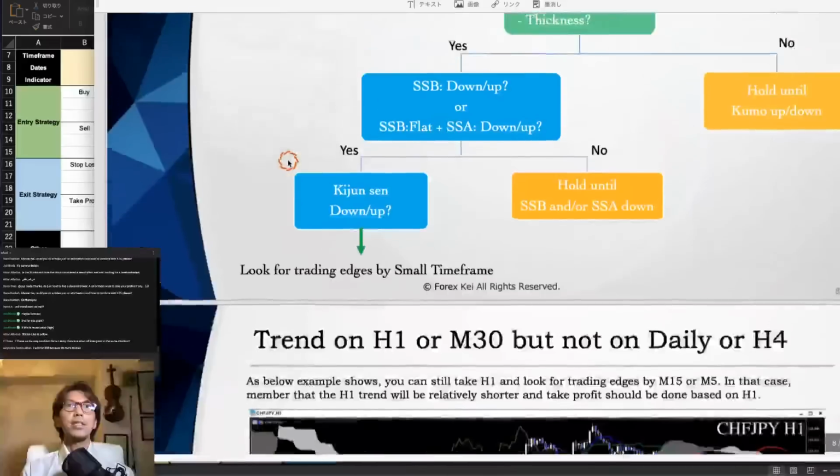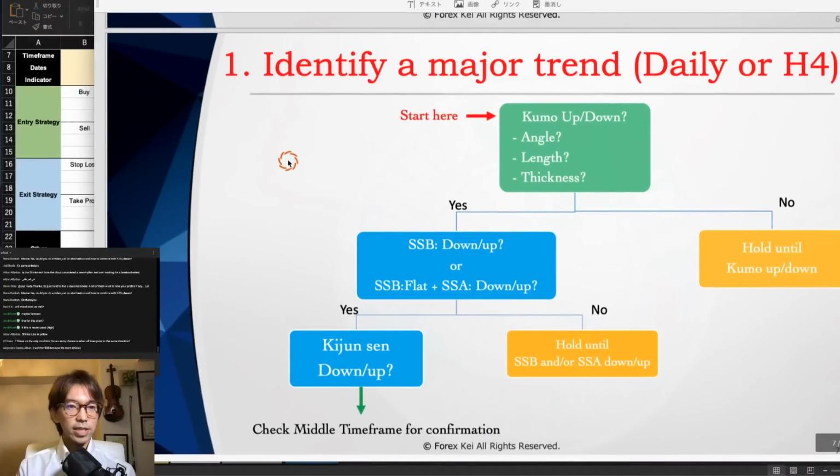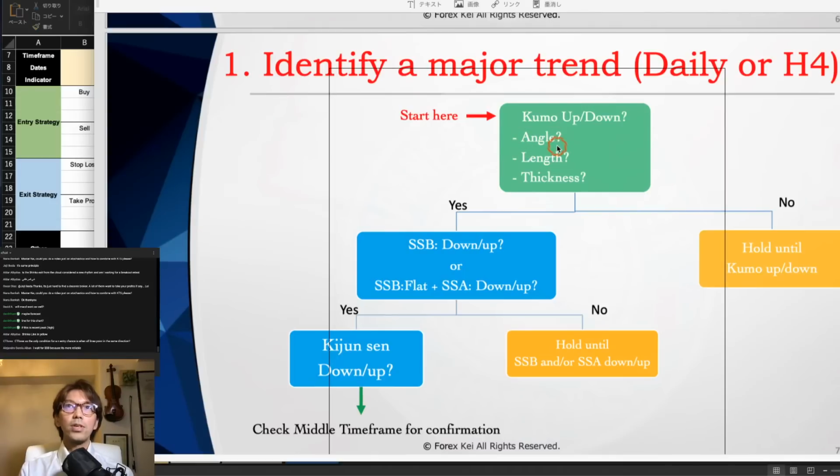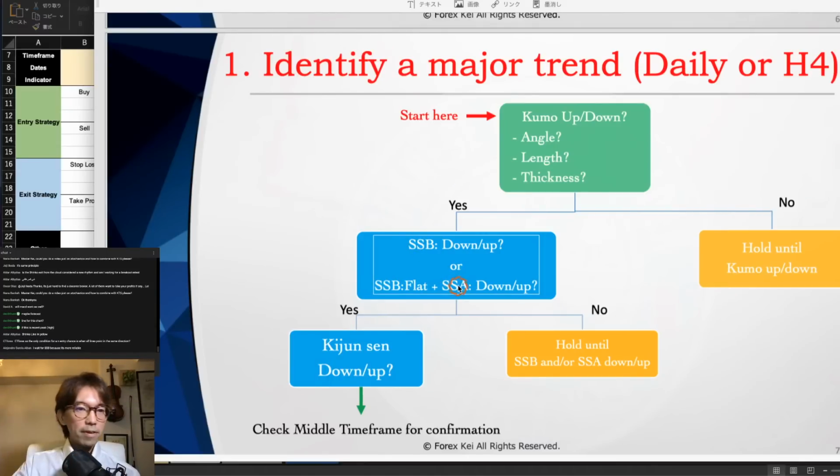Yeah, so on this one, if you look at it closely, you can also look at my past videos where I talk about the Kumo angle, length, thickness, and Senko span B, A, and Kijun-sen. I created all those videos in the playlist KTS, so you can watch that and see exactly how I capture the trend. Basically I look at the angle of the Kumo, the length and thickness of the Kumo, and when Senko span B and Senko span A are moving down, or when Senko span B is flat, Senko span A is moving down, and Kijun-sen moves down, that's the confirmation of the downtrend.